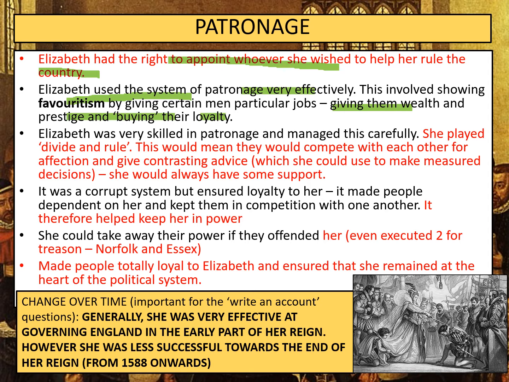And if they couldn't achieve either of those, then they wanted to have her visit them with one of the royal progresses. Now, Elizabeth was very skilled with patronage and managed this carefully. She played a game of divide and rule incredibly successfully.